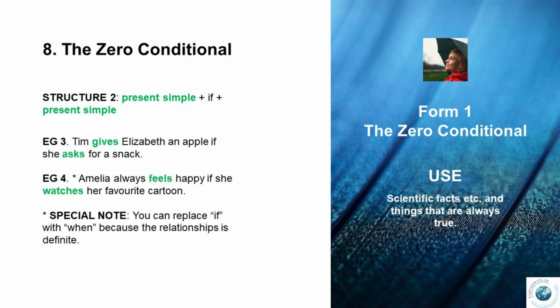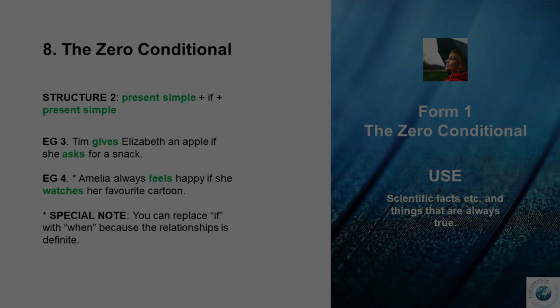Example 4. Amelia always feels happy if she watches her favorite cartoon. Once again, you can replace if with when because this relationship is definite. Amelia always feels happy when she watches her favorite cartoon. It's a similar situation to catnip and cats.